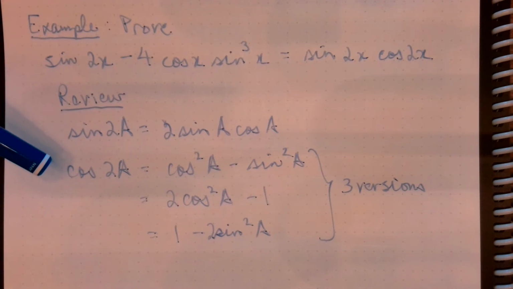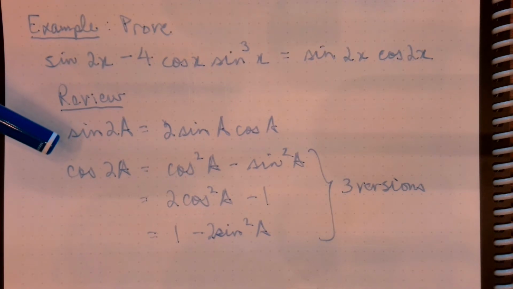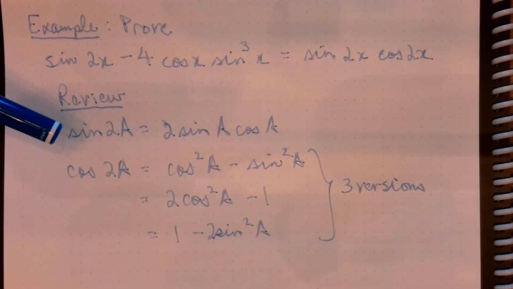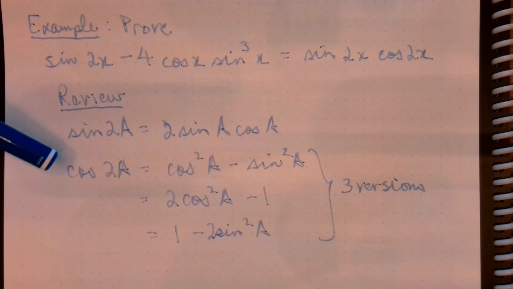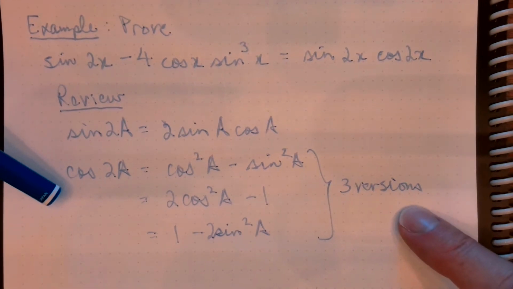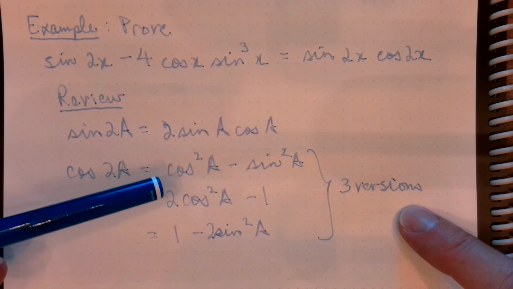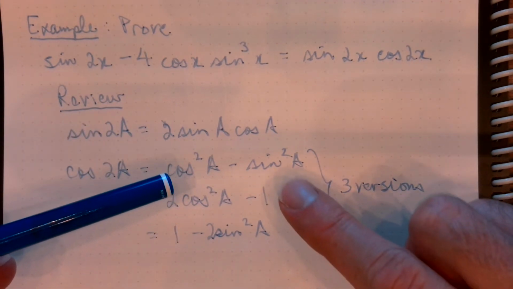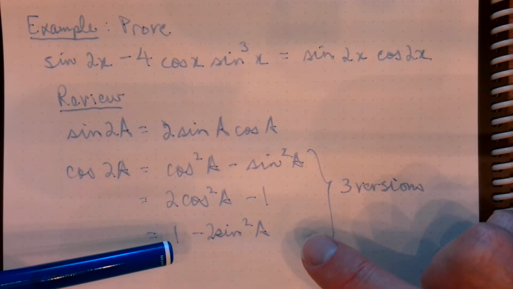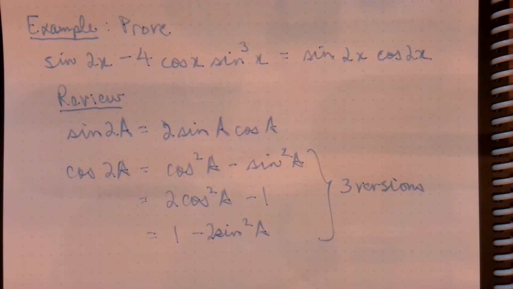So, to review, these are the double angle formulas. They come from the angle addition formulas for sine and cosine. We derived these in our last video. So sine 2a is equal to 2 sine a cosine a. When you're talking about the double angle formula for cosine, you have a choice of 3 different versions. One of them involves both sine and cosine, one exclusively cosine, and one exclusively sine. So whichever application works best.